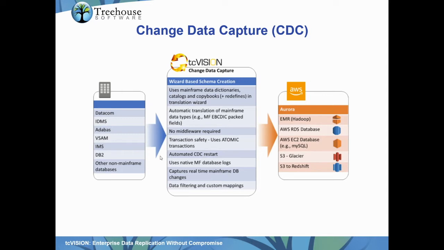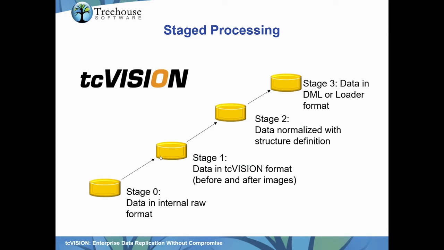target side. Now, the secret sauce here with the whole ETL and the ongoing change data capture piece is the ability of tcVISION to do the bulk of that transformation on the open platform side. And the secret sauce to doing that is the stage processing that tcVISION uses. So when it's capturing the data for change data capture, or it's reading data for an initial load, that's all happening in stage 0, where we have the data in its raw, mainframe-y type format.